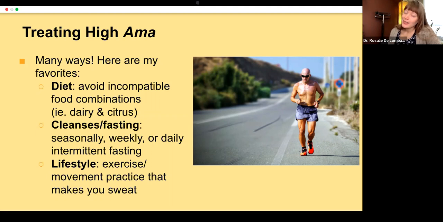Cleanses and fasting, again, are another big piece, and I like to just start with intermittent fasting with my patients, since it's sort of the easiest one. It builds Agni, remember, and if we've got a well-functioning digestive fire, our toxic load, our ama, does not build up. And then lastly, lifestyle. So this is where your exercise and movement practice that makes you sweat and helps eliminate the toxins you've built up is going to be key.